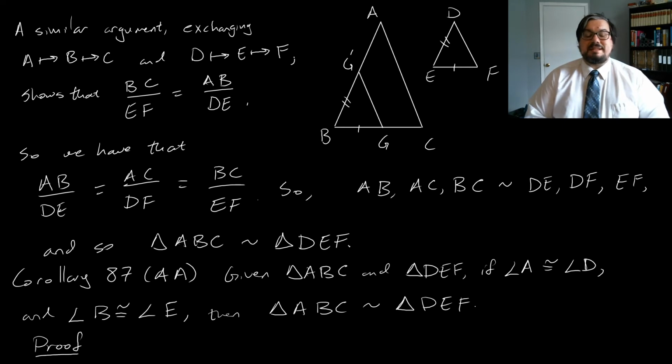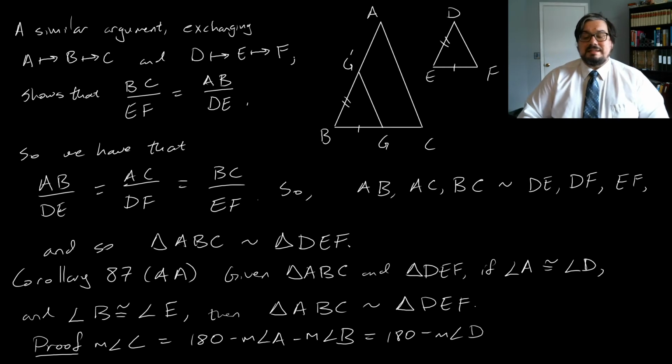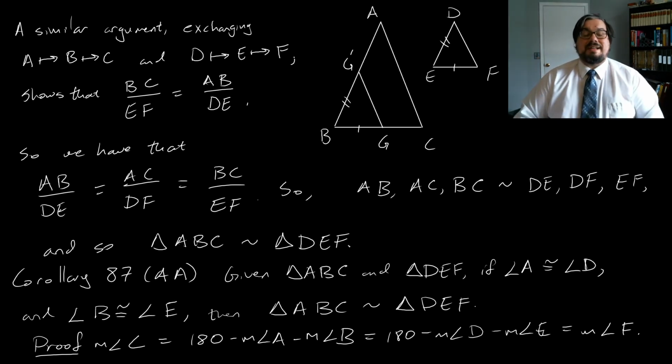And the proof of this is simply that the measure of angle C is 180 minus the measure of angle A minus the measure of angle B, which is 180 minus the measure of angle D minus the measure of angle E, which is the measure of angle F. So this shows that angles C and F are also congruent to each other, and then we just use Theorem 86 to say that because all three pairs of angles are congruent to one another, the two triangles are similar.